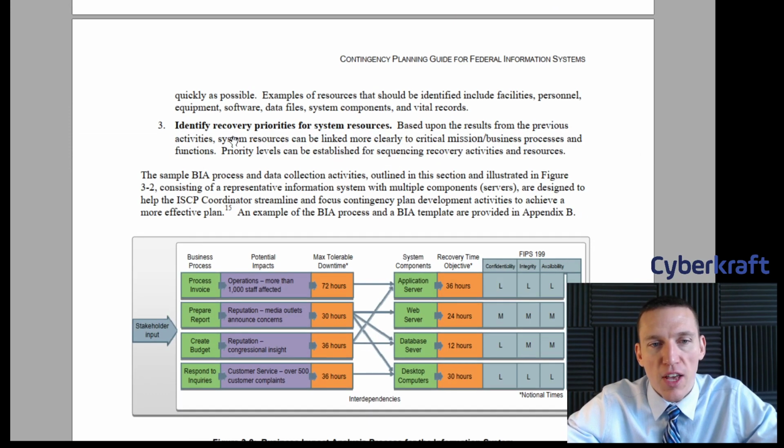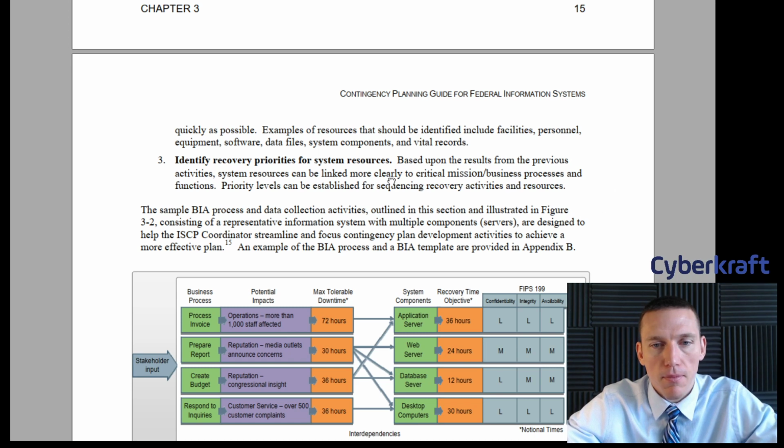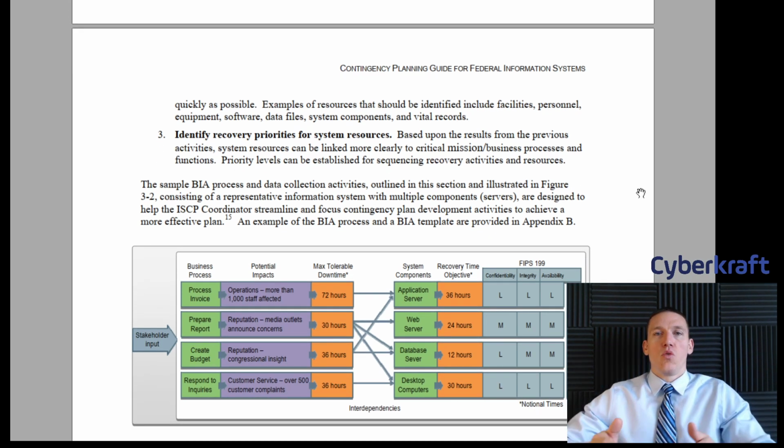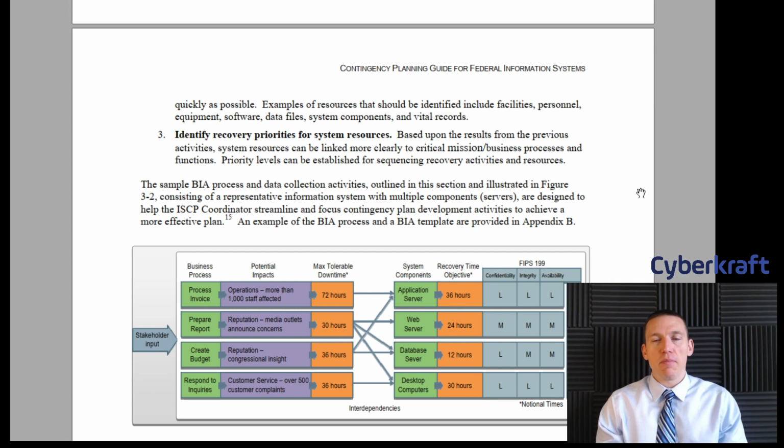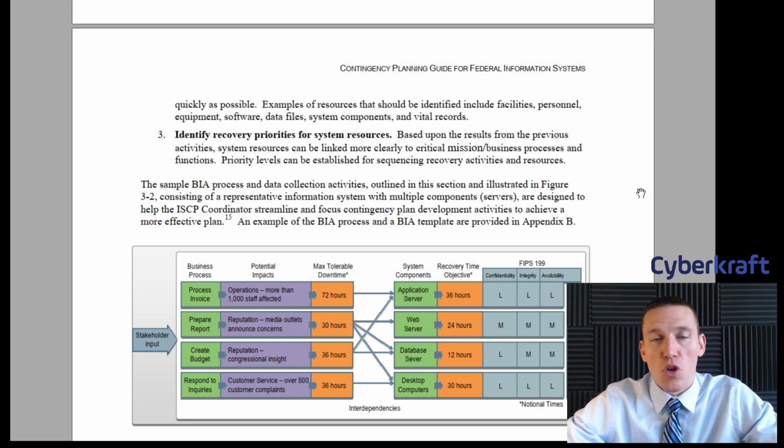And then you identify the recovery priorities for the resources. Okay. So for this theme park example, the recovery priorities might be to get those rides up and running as fast as possible. Those rides would be given a risk category of maybe high.